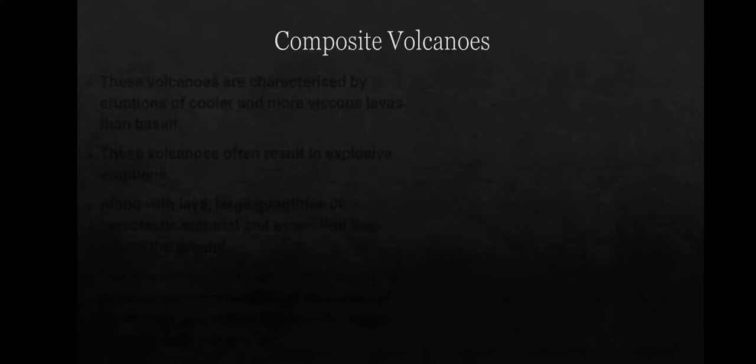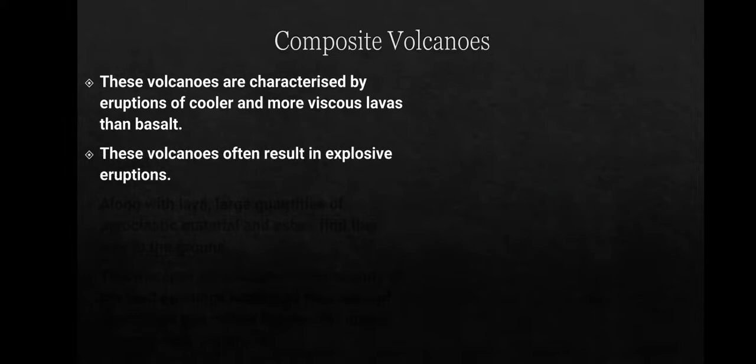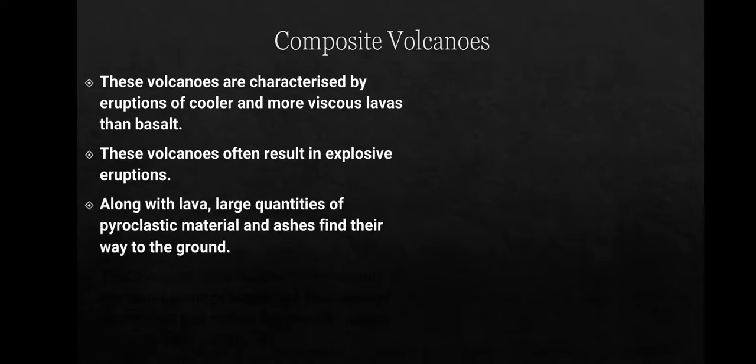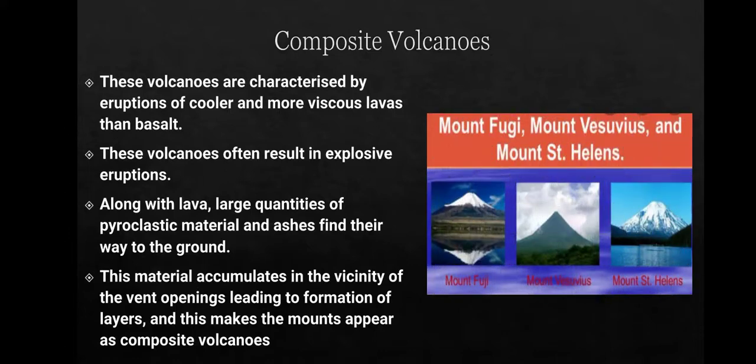Now the composite volcanoes. These volcanoes are characterized by eruption of cooler and more viscous lavas than basalt. These volcanoes often result in explosive eruption. Along with lava, large quantities of pyroclastic materials and ashes find their way to the ground. This material accumulates in the vicinity of the vent opening, leading to formation of layers, and this makes the mounds appear as composite volcanoes. Here you can see three composite volcanoes: Mount Fuji, Mount Vesuvius, Mount St. Helens.